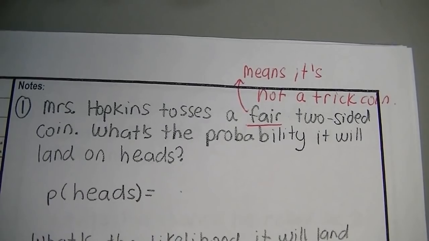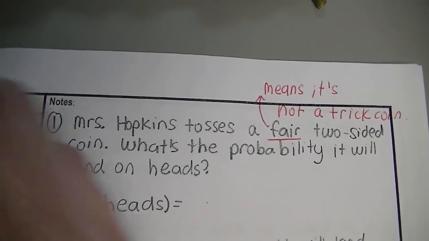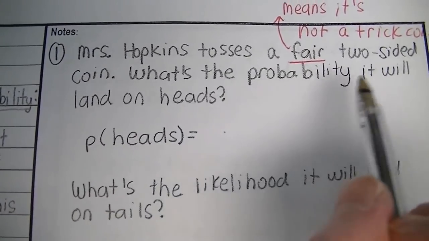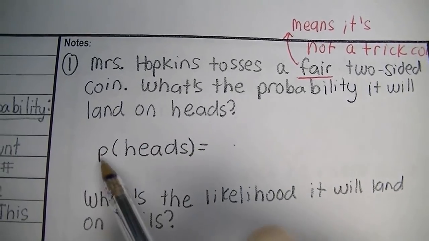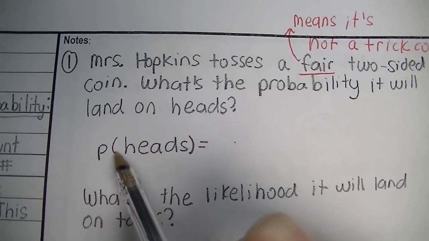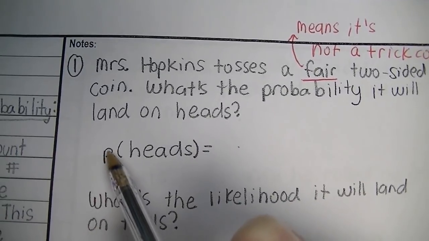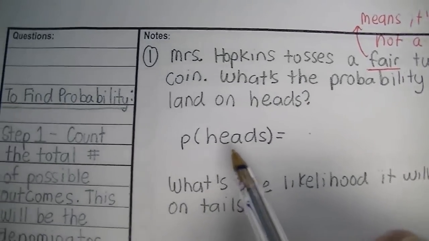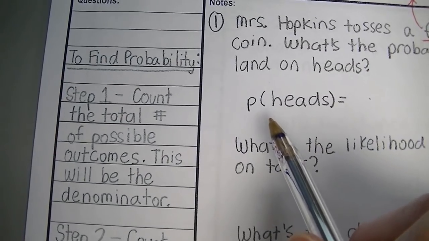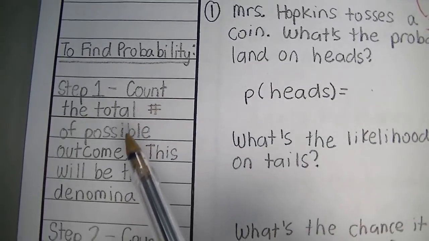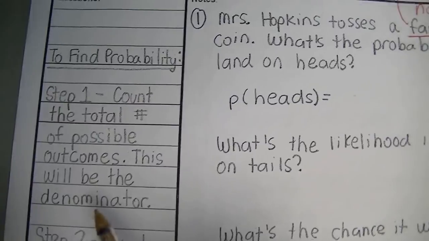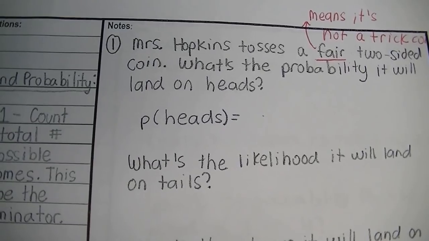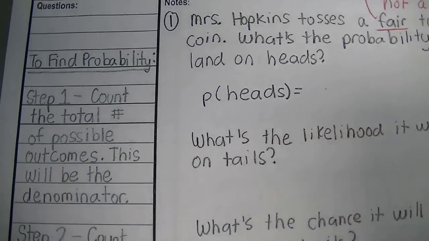So we need to know the probability that the coin will land on heads. This is how they would symbolize it when you're looking for the probability: probability of landing on heads, okay? They'll put what you're looking for in the parentheses, and then the P just outside means, hey, probability of this. What's the probability of this happening? And again, I'm going to draw your attention to the left-hand column that tells you how to find probability. You're going to count the total number of possible outcomes. This is going to be the denominator. On a fair 2-sided coin, you have a heads side and a tails side. So there are 2 possible outcomes.